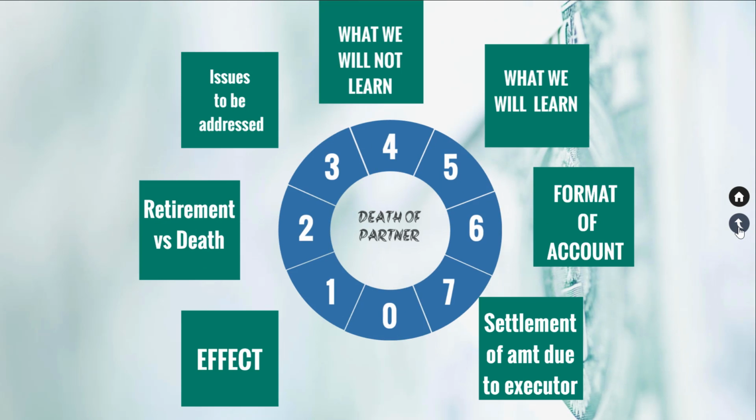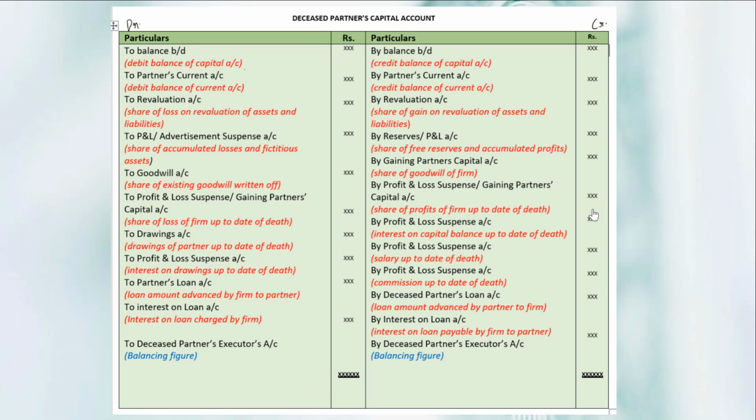So we said that to determine the amount which is due to the deceased partner, we need to prepare the deceased partner's capital account, and the balancing figure of this account will show the amount which is due to the deceased partner or from the deceased partner. So let's see the format of the deceased partner's capital account. This is a format of the deceased partner's capital account. On the credit side, by balance brought down, representing the credit balance of capital account. Now, in case the deceased partner has a debit balance of capital account, it comes on the debit side as to balance brought down.